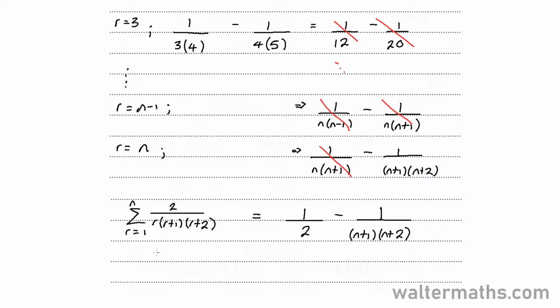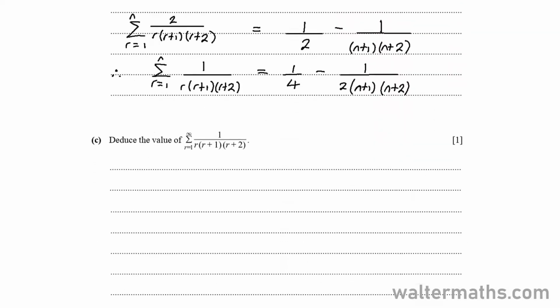So the question demands that we find the summation from r is equal to 1 up to n, so we're saying therefore, of 1 over r of r plus 1 of r plus 2. So we can get that by dividing this by 2. So if we divide this by 2, it's like we're multiplying a half both sides. So if we multiply this by a half, we are going to get a quarter minus 1 over 2 of n plus 1 of n plus 2. So this is the answer that we should get.